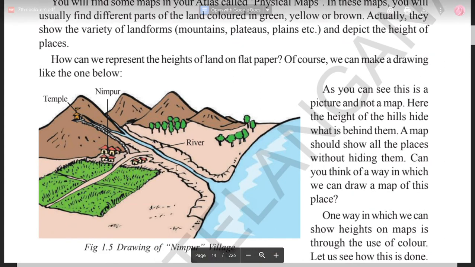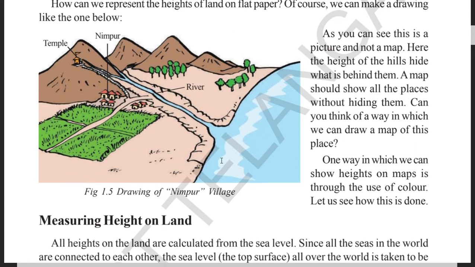So this is a figure showing a drawing of Nimpur village. As you can see, this is a picture and not a map. Here, the height of the hills hides what is behind them. A map should show all the places without hiding them. Can you think of a way in which we can draw a map of this place? One way in which we can show heights on maps is through the use of color. Let us see how this is done.